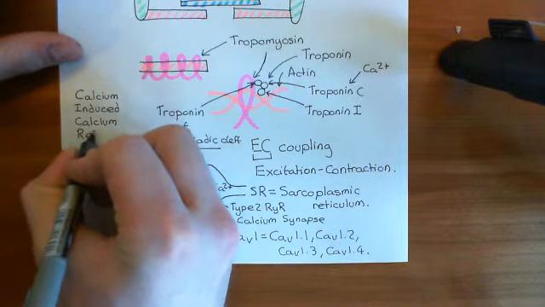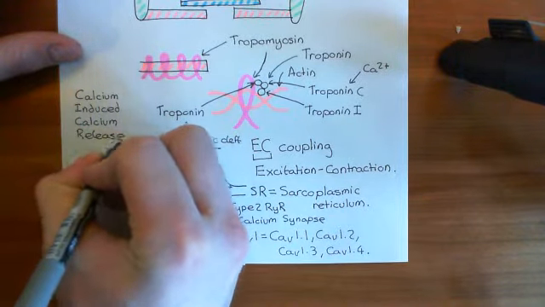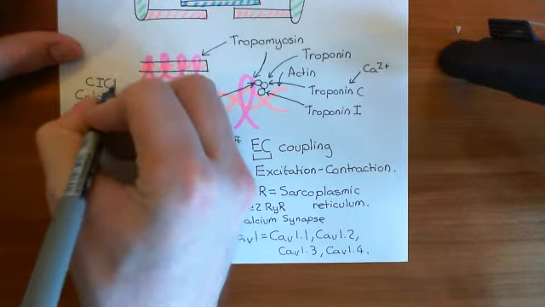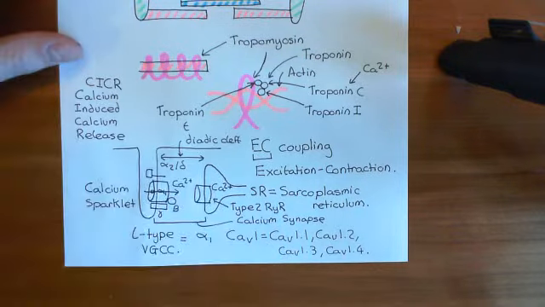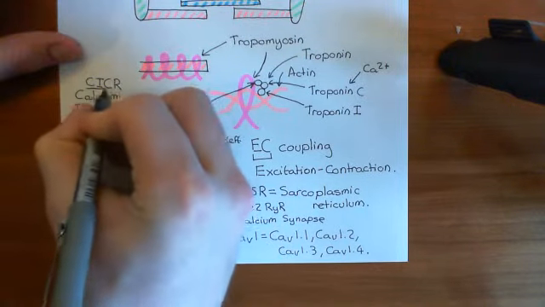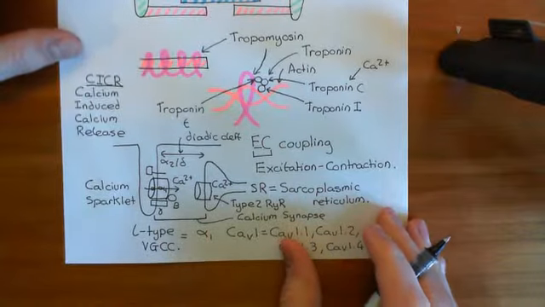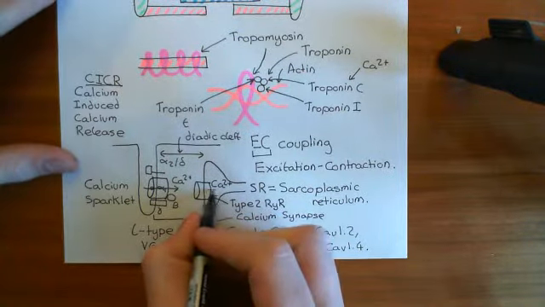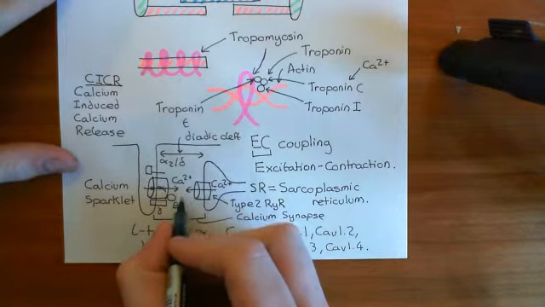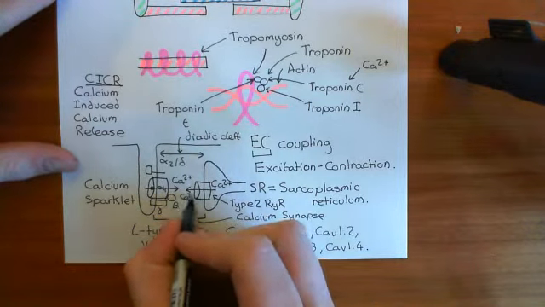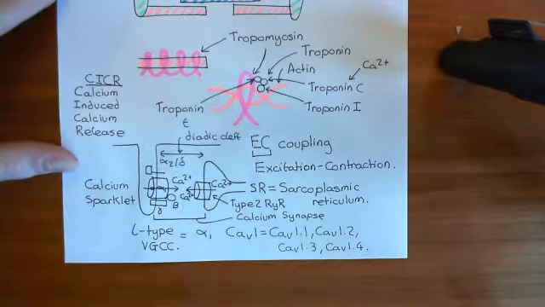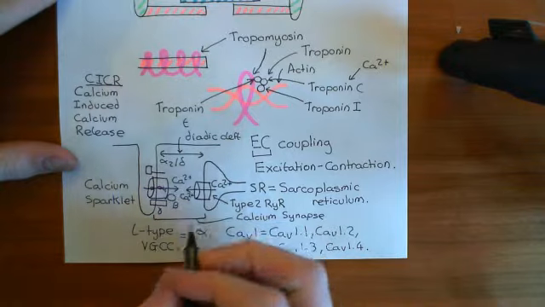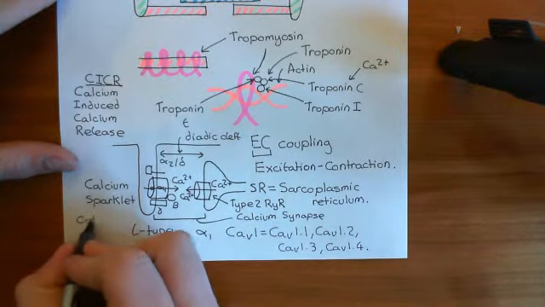And for short, calcium-induced calcium release is often abbreviated to CICR: C for calcium, I for induced, C for calcium, and R for release. Okay, so CICR stands for calcium-induced calcium release. So these type 2 ryanodine receptors are going to open and release calcium out into the cytoplasm. And this calcium signal coming out of the type 2 ryanodine receptors is then called a calcium spark.